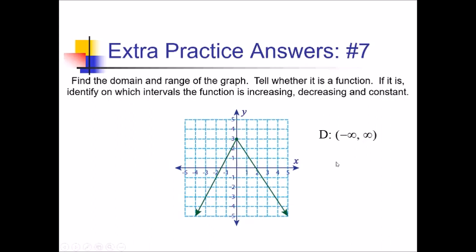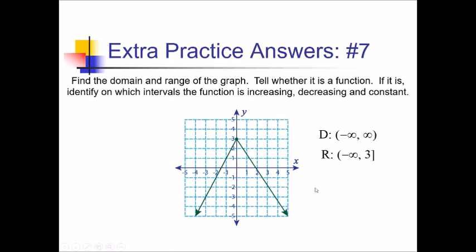Now for the range, the y values, how low can we go? We're going down forever, so -infinity is our left part of our interval here. And as high as we can go is going to be 3. We can get to exactly 3 here, so we're going to have a bracket on 3. So -infinity comma 3 bracket is going to be our range.